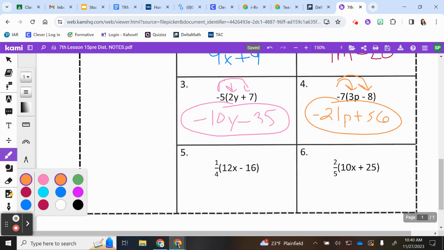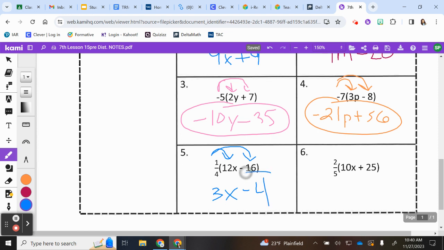And then we have the fractions. 1/4, remember, just means divide by 4. So this would be like 12 divided by 4 is 3x. And then negative 16 divided by 4 would be minus 4.